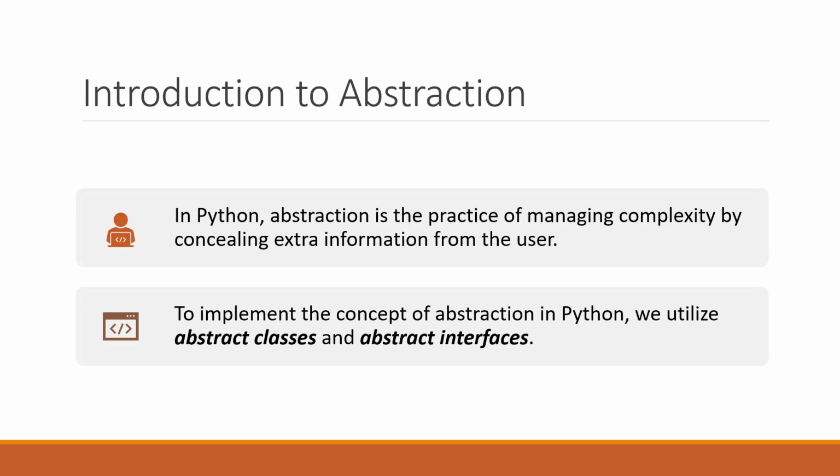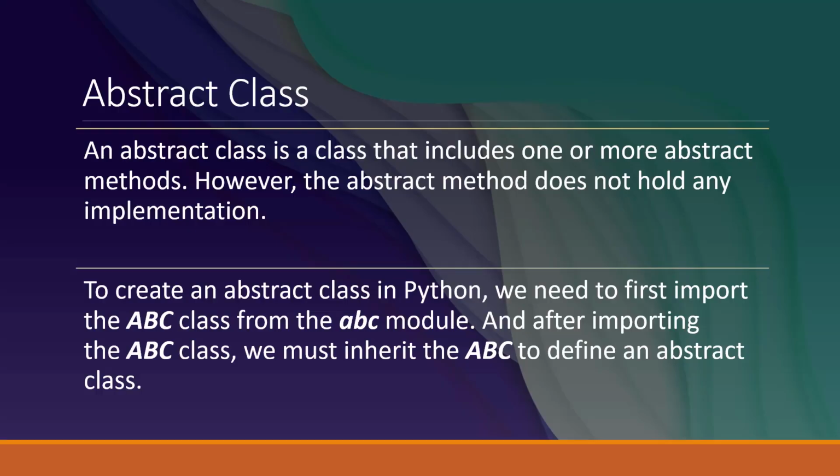So let us understand what is this abstract class. An abstract class in Python is a class that includes one or more abstract methods, and an abstract method is one which does not hold any implementation. Abstract classes are designed to be the blueprint for other classes. When creating a complex function, an abstract class can come in handy to offer a common interface for many implementations of the component.